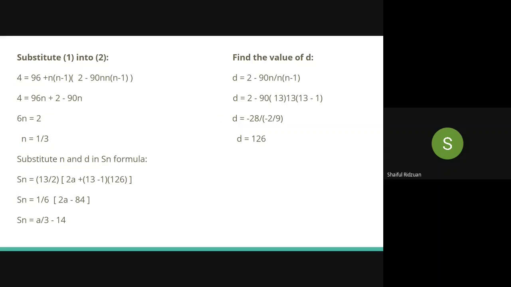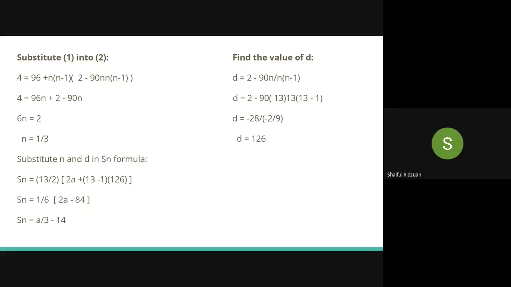Okay, so from that we substitute 1 into 2. When we substitute, we got n equal to 1/3 and d is equal to 1/6. So how did we get the first formula? We substitute n and d in the Sn formula. When we substitute n and d in the Sn formula, we got Sn equal to a over 3 minus 14. So that is how we get the decryption function formula.